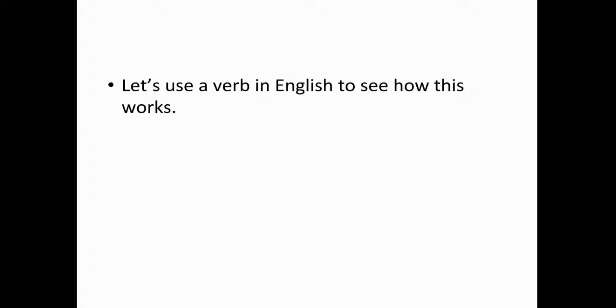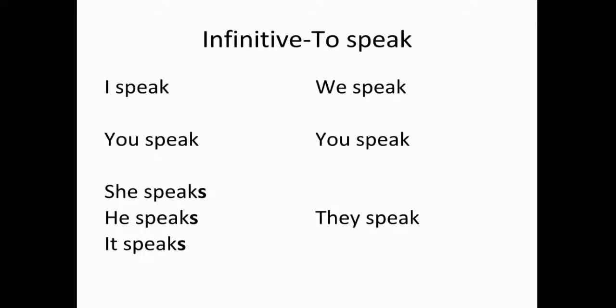So let's use a verb in English to see how this works. Okay, so we write the infinitive at the top above the chart, and we're going to use to speak. So if we conjugate it, you'll see that we have our two columns, singular and plural, and then we have our rows of first person, second person, and third person. I speak. We speak. You speak. You speak.